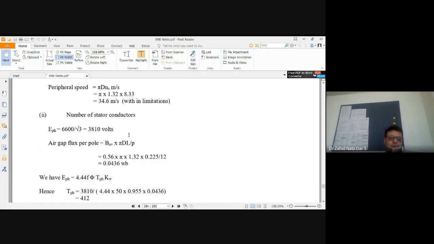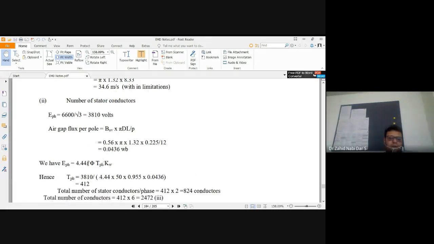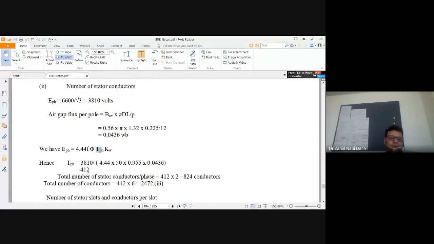You are getting 0.436. Now you substitute in your E phase. E phase is your 4.44 f phi T phase kW. What you basically want is the value of T phase. Why was this much needed? Because the flux value was needed. Once you get this flux value, the T phase value automatically will come. Kw, I have told you time and again, you have to assume it to be equal to 0.955. So you substitute, and you are getting around 412 turns per phase.